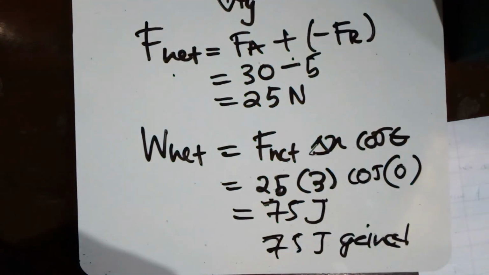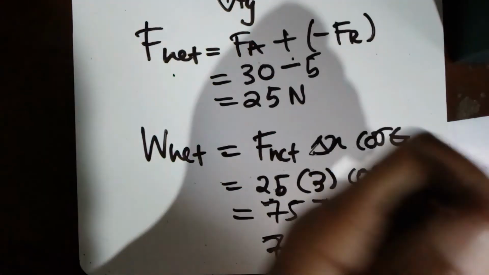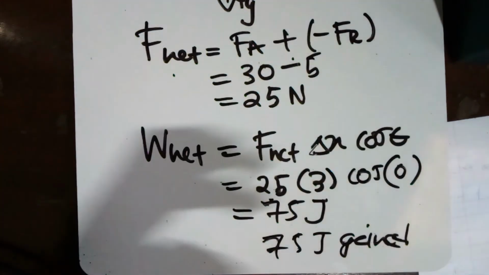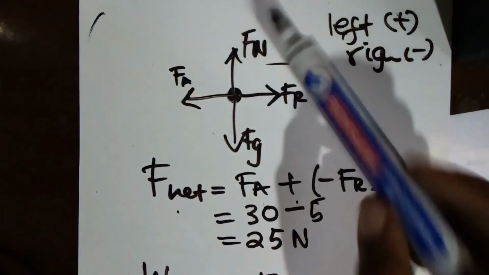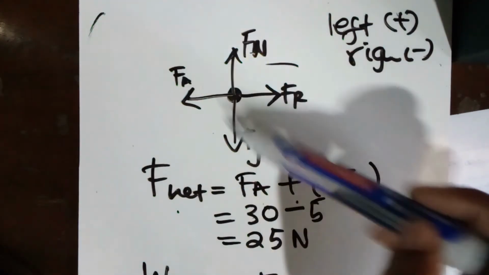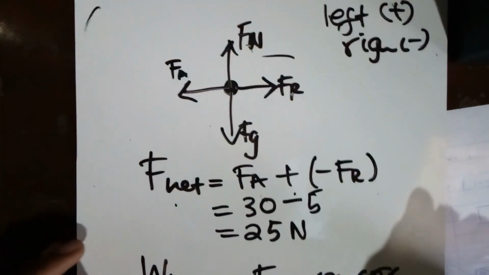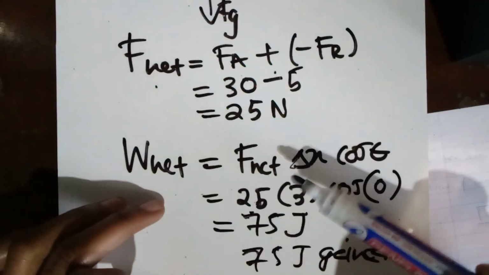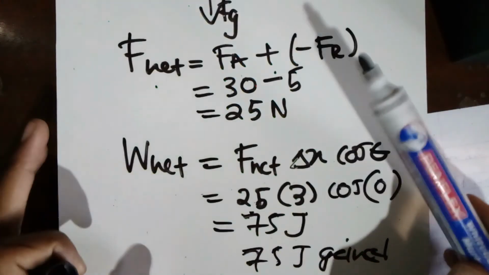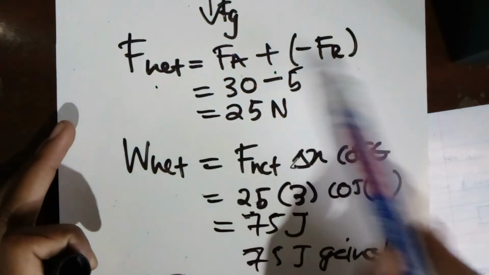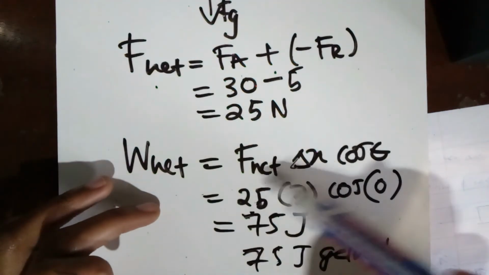So there are also many other ways in which you can do this question. You can either calculate the work done by individual forces, and only then add them to find W net, or first find F net and then substitute it here.